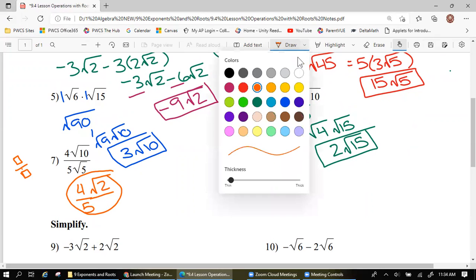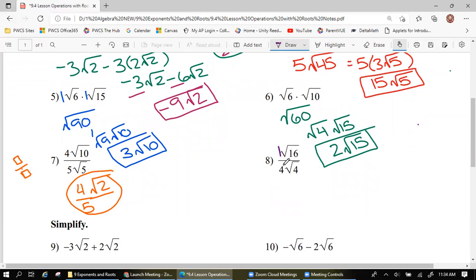Over here, I have a coefficient on the top of my fraction of 1. So 1 over 4, that doesn't simplify, so that can stay the same. The square root of 16 divided by the square root of 4, I get square root of 4 because 16 divided by 4 is 4. And then I know what the square root of 4 is. It's 2.